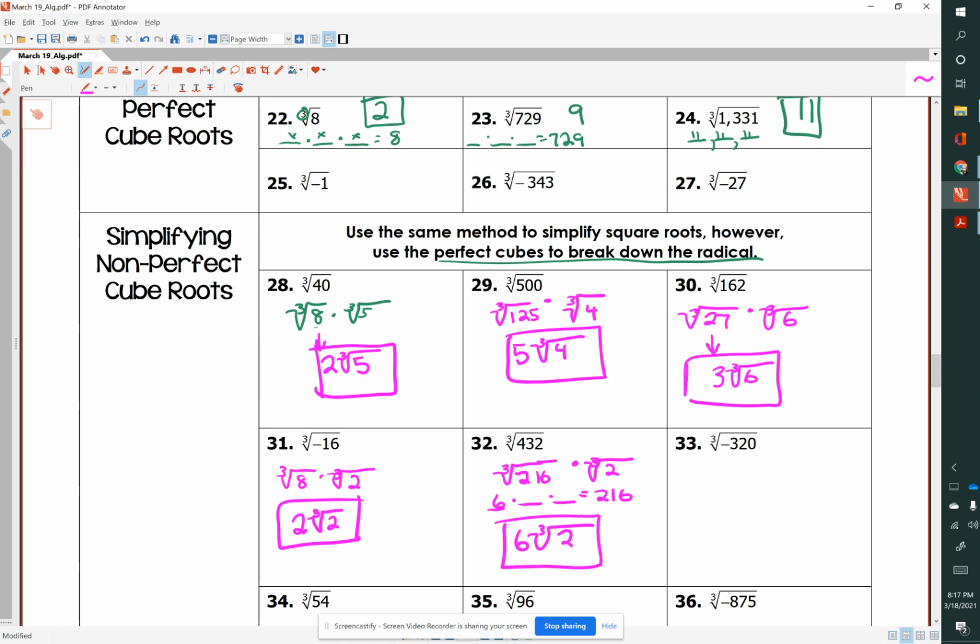The number 33, negative 320 is negative 64 times 5. So we would have the cube root of negative 64 times the cube root of 5. And the cube root of 64 is 4. 4 times 4 is 16. 16 times 4 is 64. But this is a negative 64, so our cube root is negative 4. And then we have the cube root of 5. And that's our final answer.